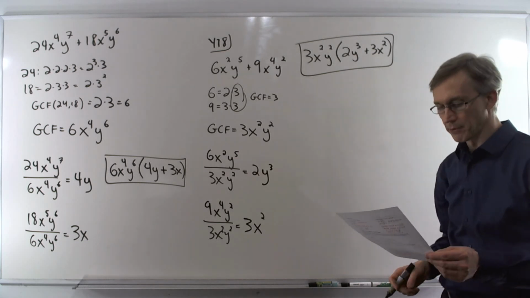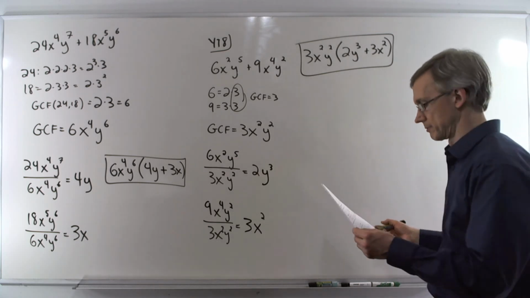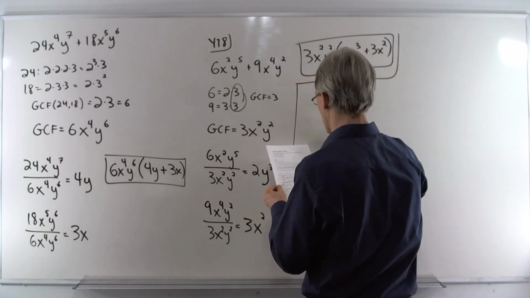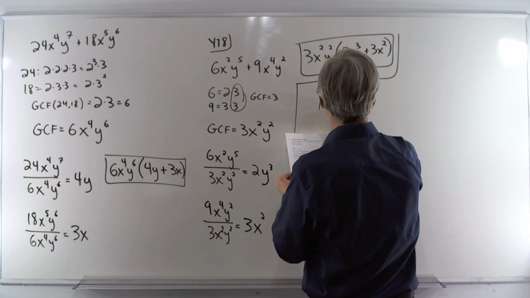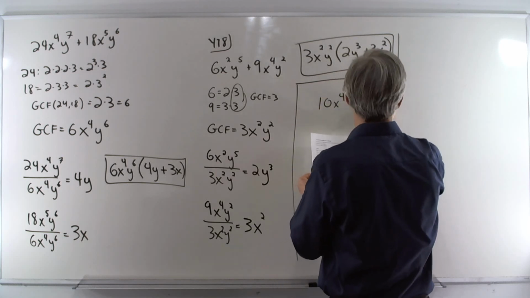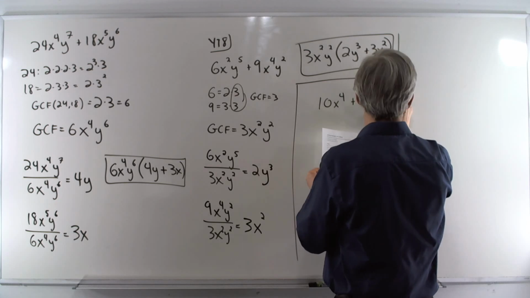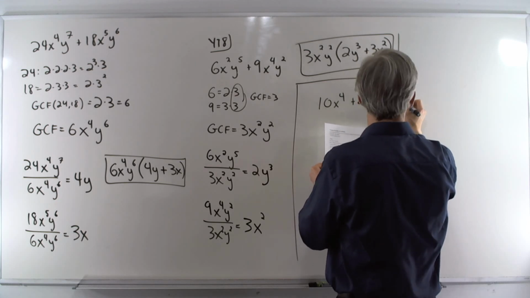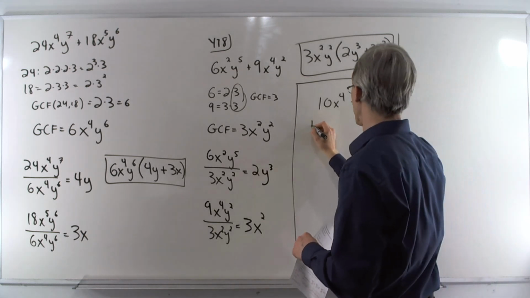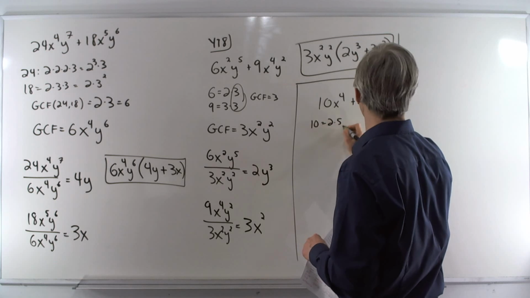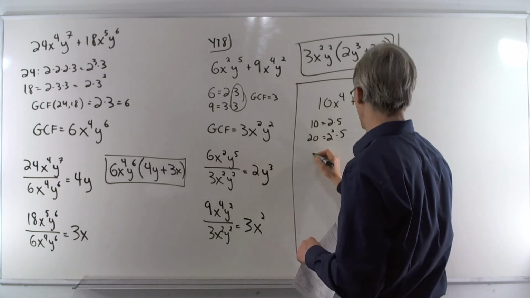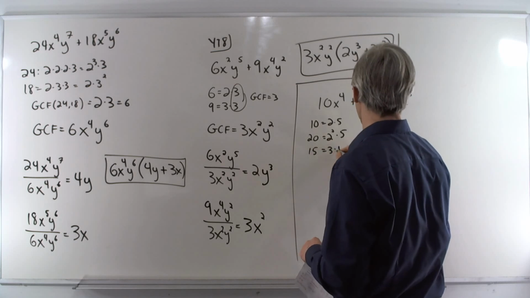All right, next example, we're going to do a polynomial with 3 terms. Got 10x to the 4th plus 20 x to the 5th minus 15 x to the 3rd. All right, numbers first. 10 is 2 times 5. 20 is 2 squared times 5. And 15 is 3 times 5.